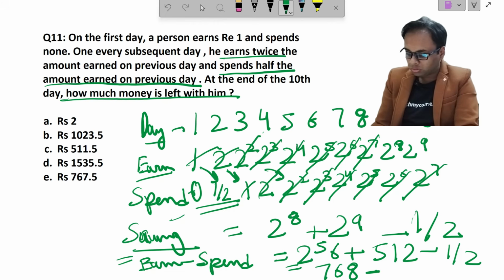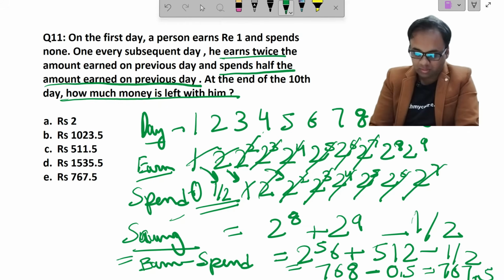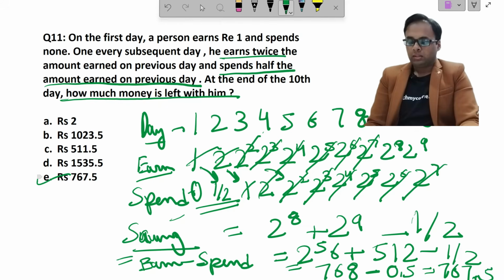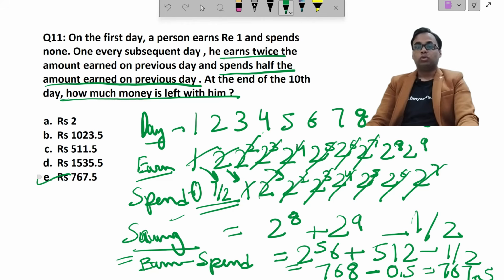768 minus 0.5, which is 767.5. That is the answer. So you see, when you were first reading the question, you thought that it is a very difficult question and how will you solve this? But it was not like that.